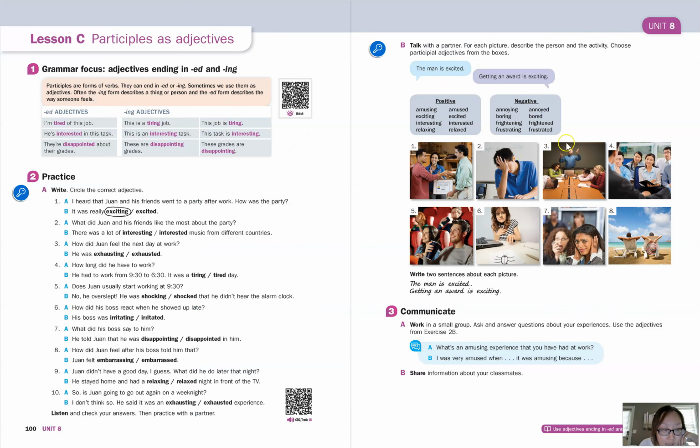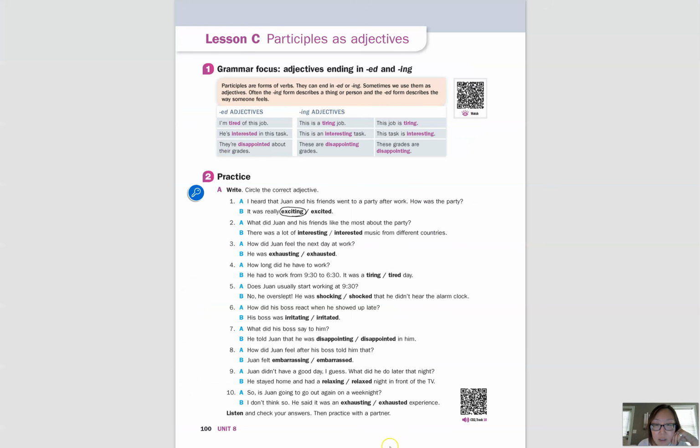Okay, so exercise B, talk with a partner. For each picture, describe the person and the activity. Choose participial adjectives from the boxes. Let me make this into one page.